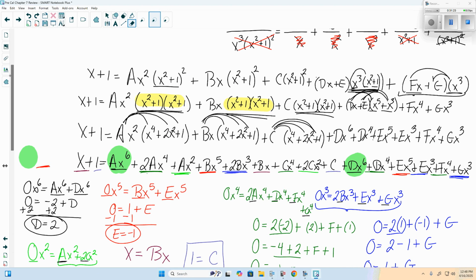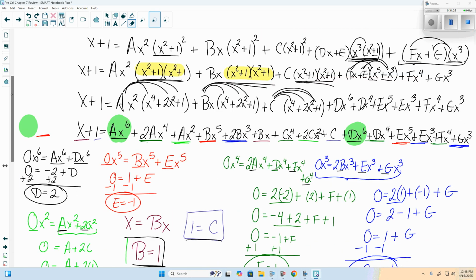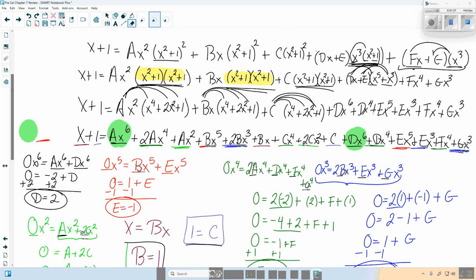But I would say the hardest part of this is not so much any of the calculations, it's just keeping track of the terms.